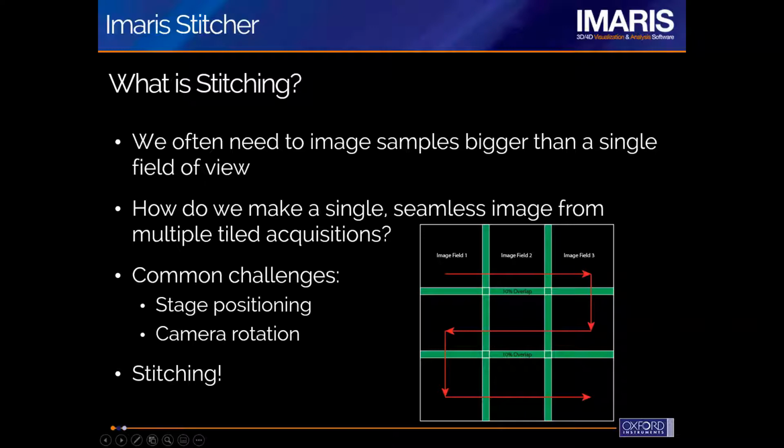While modern hardware can give excellent results, there are several challenges that can arise in collecting tiled acquisitions, including stage positioning and camera rotations, which need to be corrected for to get a nice seamless image. So this is where stitching comes in. By taking tiled acquisitions with overlap, like this, we can use these overlap regions to computationally stitch our image together from separate tiles. Now, a good place to start would be at least 10% overlap, as I've indicated on this example figure here.